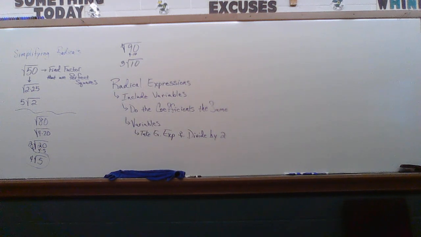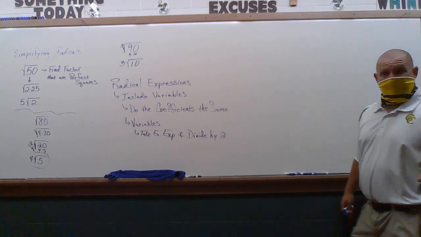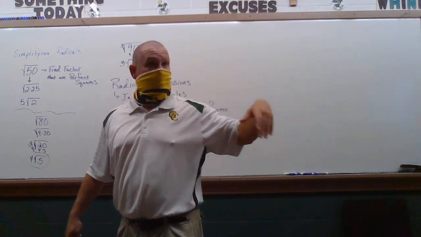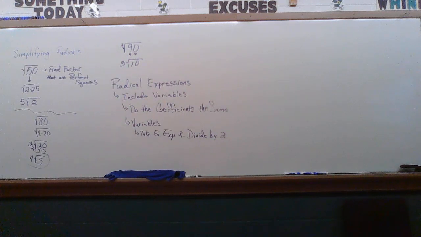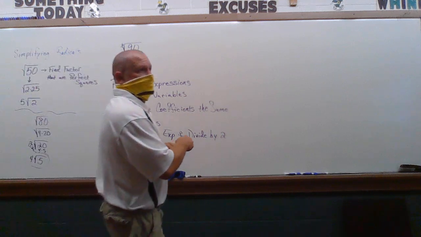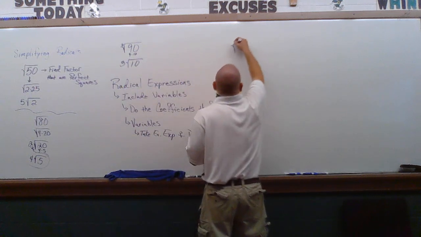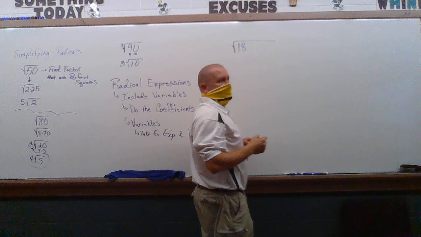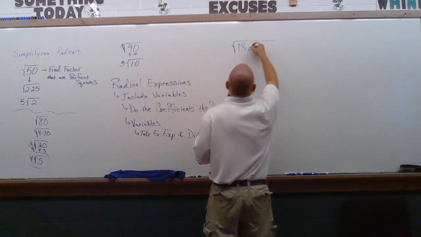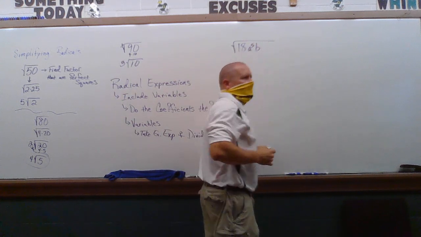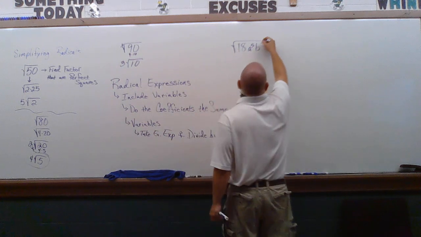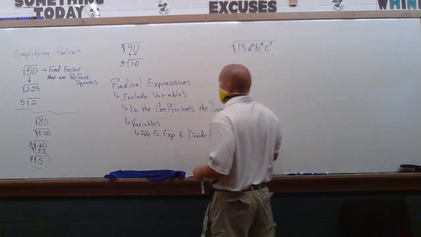So, for instance, if I have a variable that has an odd exponent, I can't get all of them out, right? There'd be 1 left over. That's the only time you're going to have a variable left on the inside in these problems. So, it's probably easier if we have an example: the square root of 18 a to the 5th, b to the 4th, and c to the 7th.